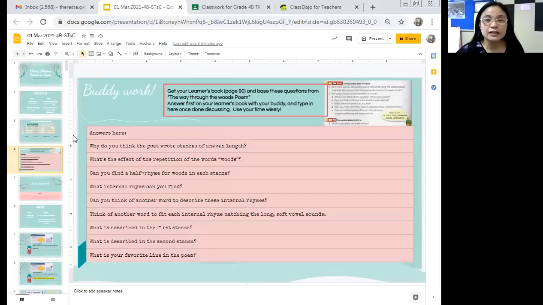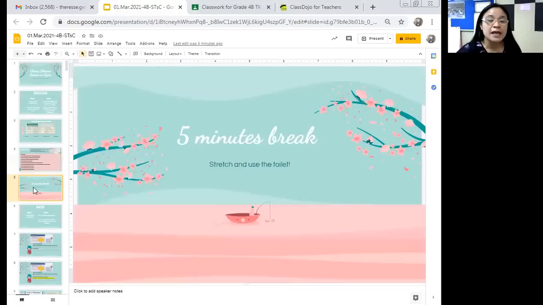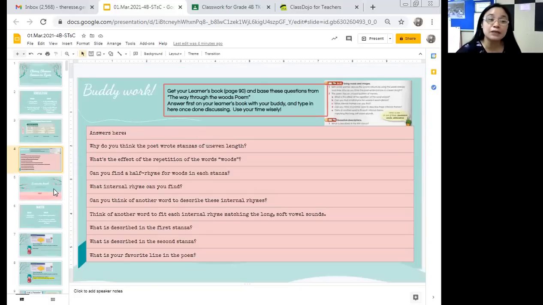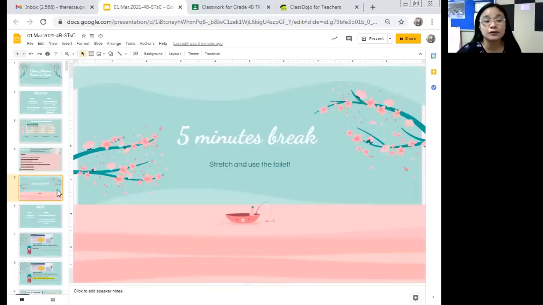After that, there will be questions found at page 90 of your learner's book, but the final answer should be typed in this slide so I can check your work later. Everything here is also found in your learner's book, but the necessary questions that you need to answer are on the slide. After you and your buddy have answered this, please let me know so I can tell you what is the best thing for you to do.